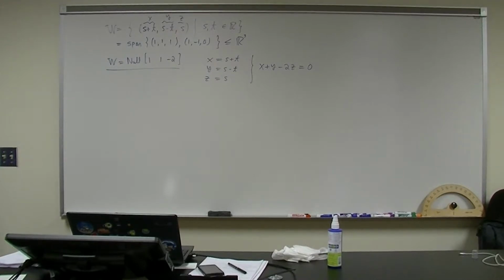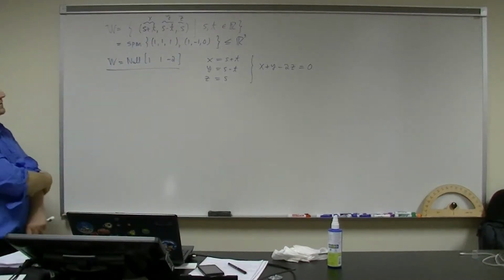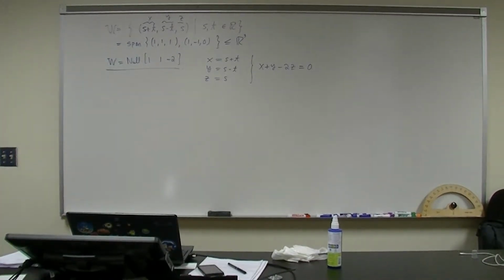Geometrically, what's the relation of that? What's the dot product of this and that? 0. And the other one? 0. Coincidence? Probably not. It's like we use Gram-Schmidt. W perp, the orthogonal complement. Yeah. It's connected to the basis for the orthogonal complement.